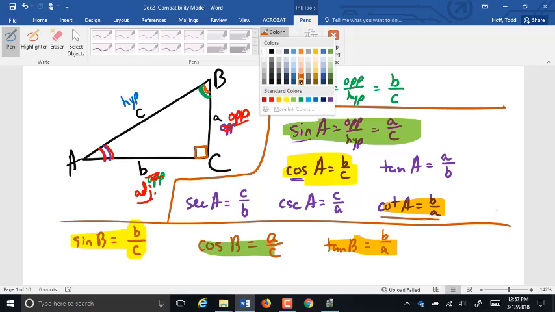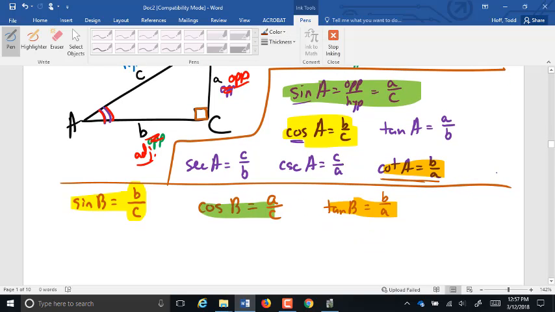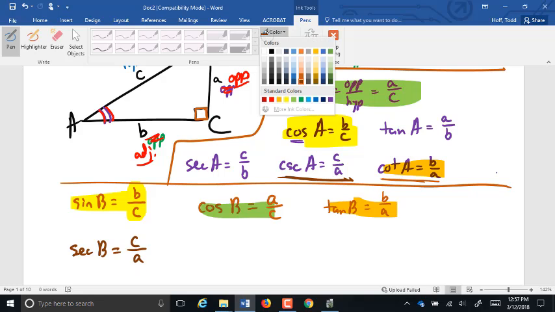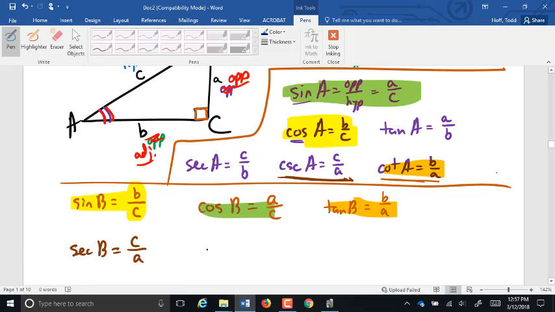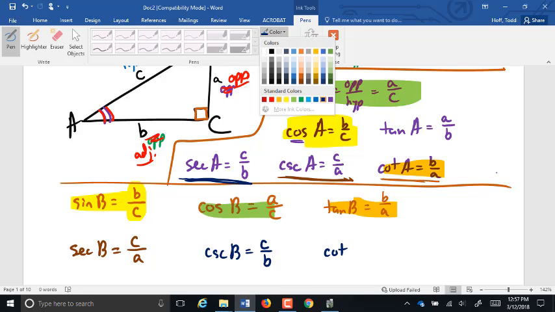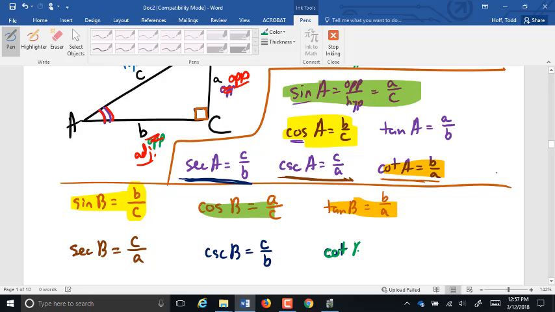If we keep going with this, secant of B better be equivalent to the cosecant of A, C over A, which it is. Cosecant of B better be equivalent to the secant of A. And of course, the cotangent of B, put a different color here, cotangent of B better be equivalent to the tangent of A.